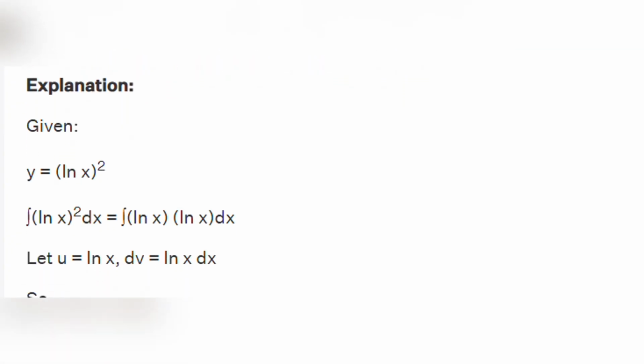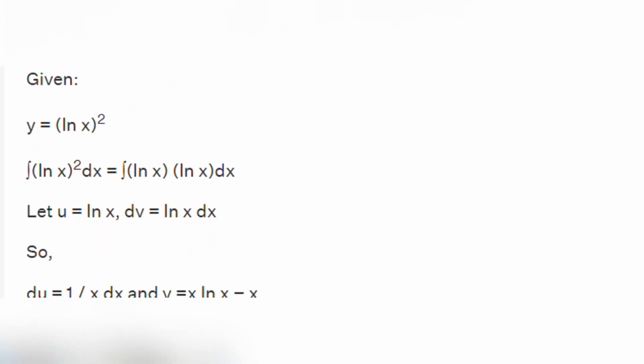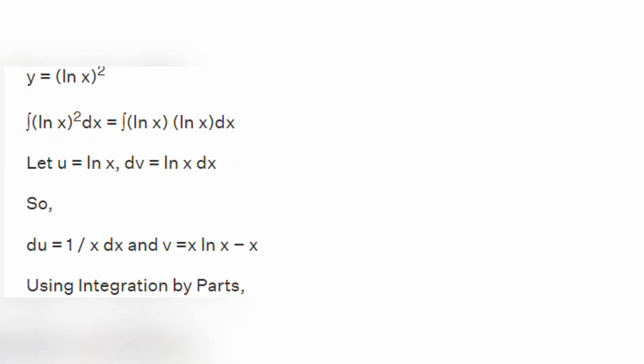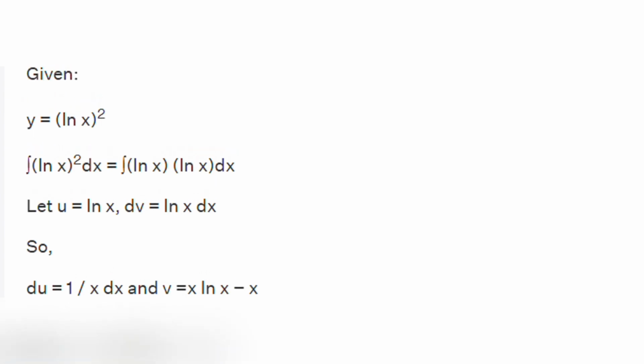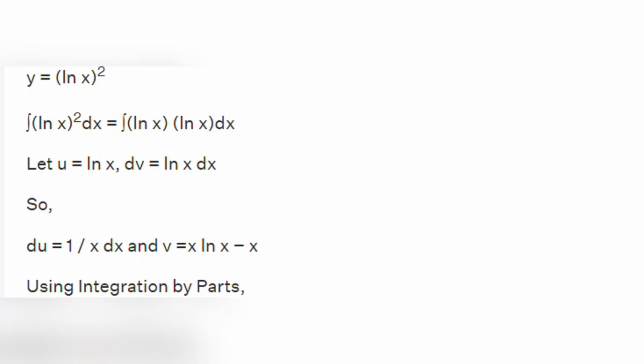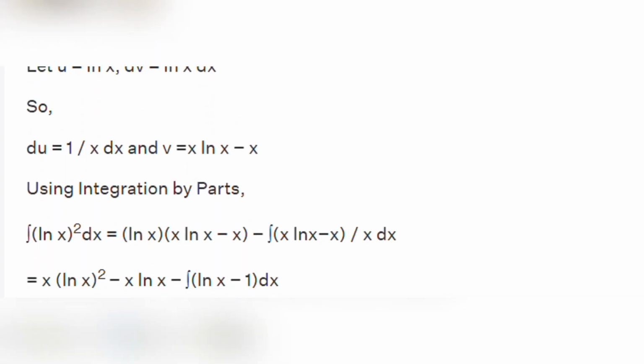To set up integration by parts, the rule of integration by parts says the integral of u times v prime dx equals u times v minus the integral of u prime times v. Here we choose u equals log x and v prime equals 1.